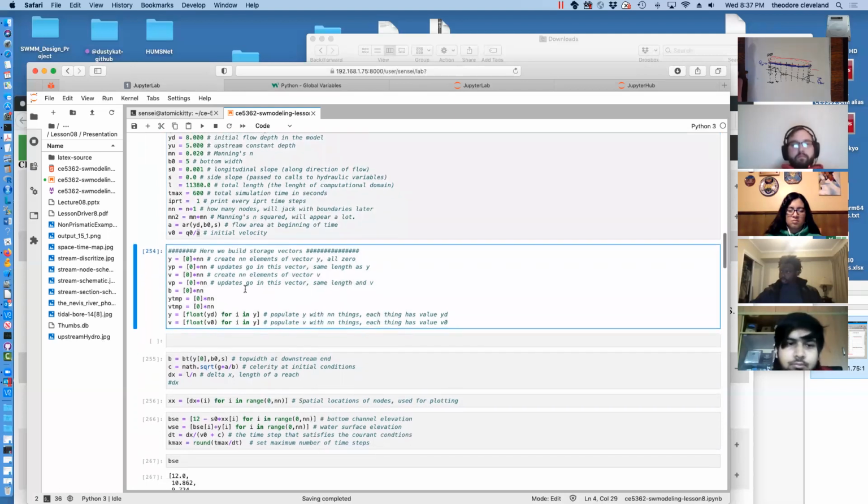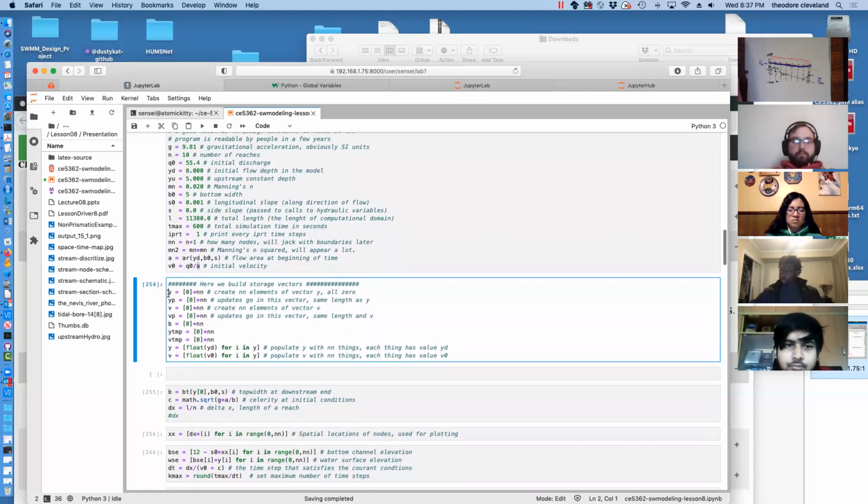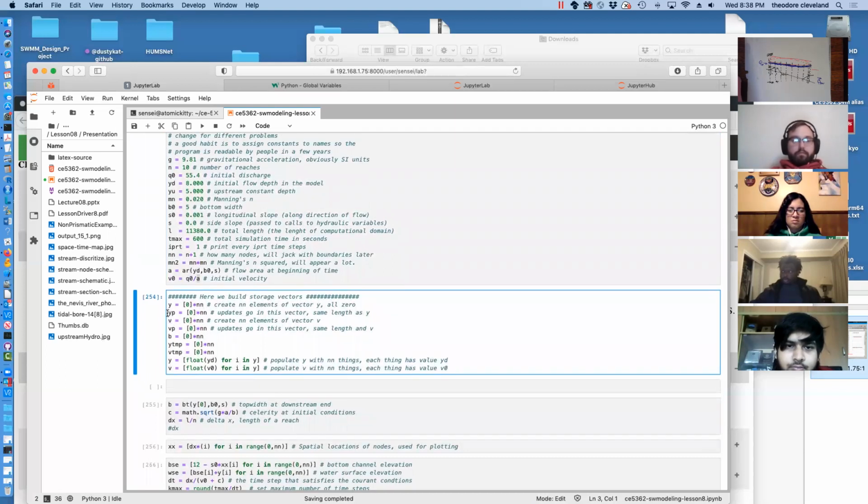So our next part is to now build space to keep track of everything. The things we have to keep track of are depth, velocity, and then we're going to have that updated depth, the depth at time t plus delta t. So I call that y sub p, the projected depth, and the projected velocity. We're going to have the ability to calculate top width, which in this case will just be a constant everywhere. There is a need for a temporary variable for storing depth and a temporary vector for storing velocities.